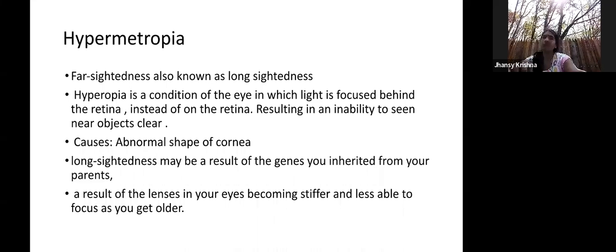Causes of this hypermetropia include abnormal shape of cornea. It is also a genetic disorder inherited from parents. In older persons, it is seen because the lens becomes stiff.